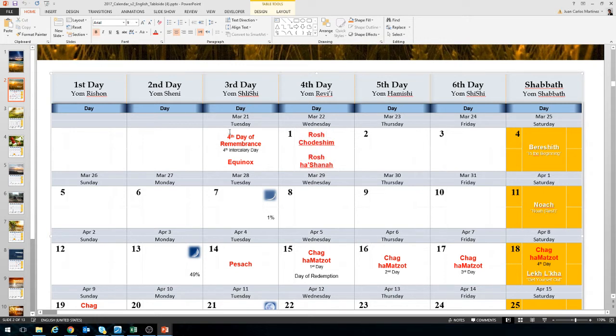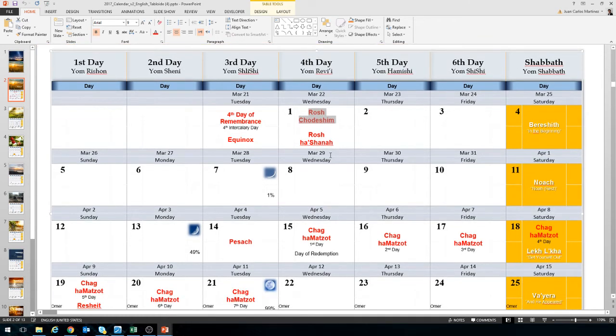For example, on March 21st, we have the 4th and last day of remembrance of last year. It was the 4th intercalary day, and also was the day of the equinox. So that's the information you have over there. And we have in the first day of the month, as the Torah calls this day, the Rosh Chodeshim. This is the head of the months, and also is known as Rosh Hashanah, the head of the year.